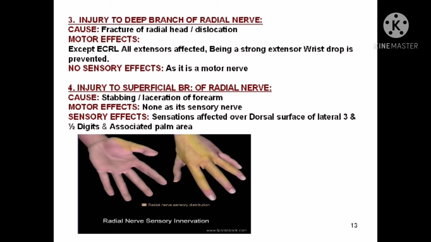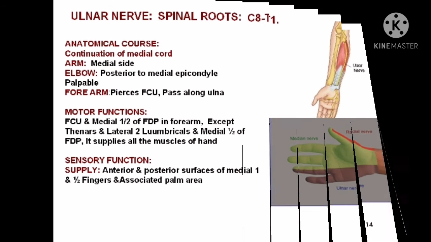Number 4, injury to the superficial branch of the radial nerve. The cause is a stabbing or laceration wound of the forearm. The motor effects are none because it is purely sensory. The sensory effects are loss of sensation over the dorsal surface of the lateral 3.5 digits and the associated area.